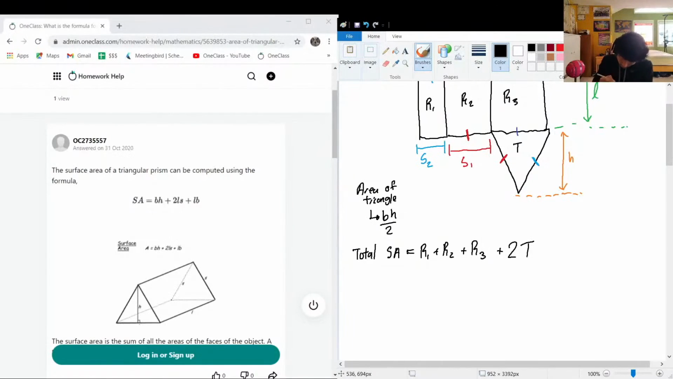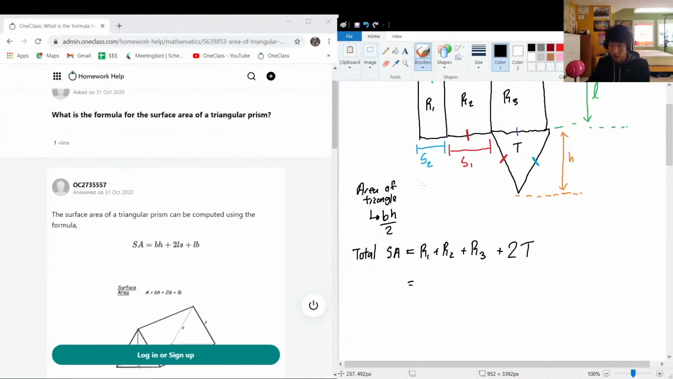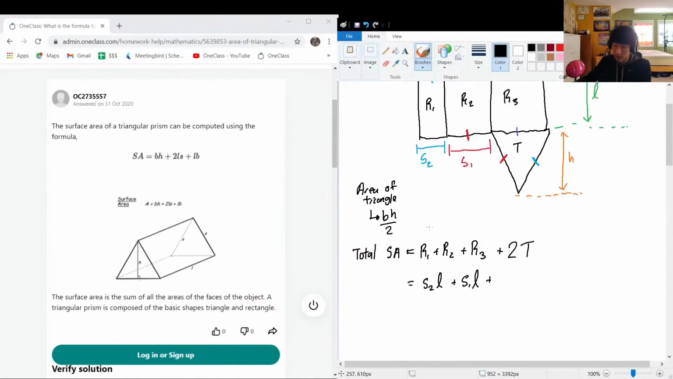Now these are all just the slants. So S2, S1, S3. So R1 is going to be S2 times L. This is plus S1 times L. This is plus slant 3, S3 times L. Plus 2 times the area of the triangle.